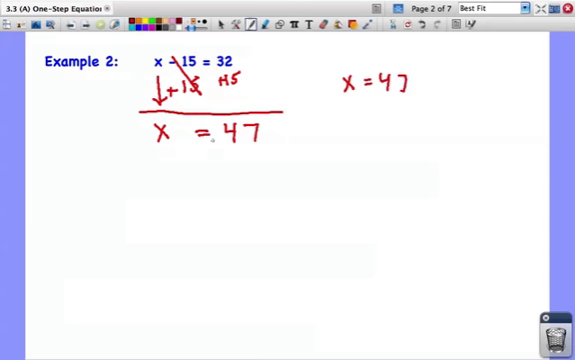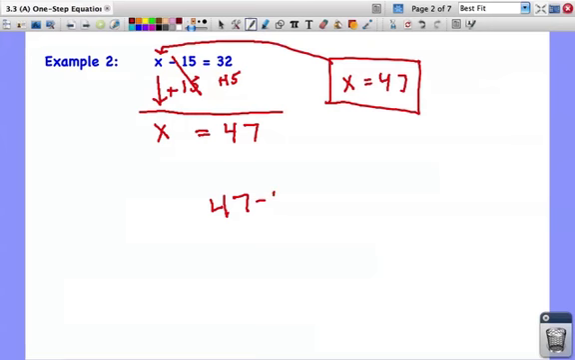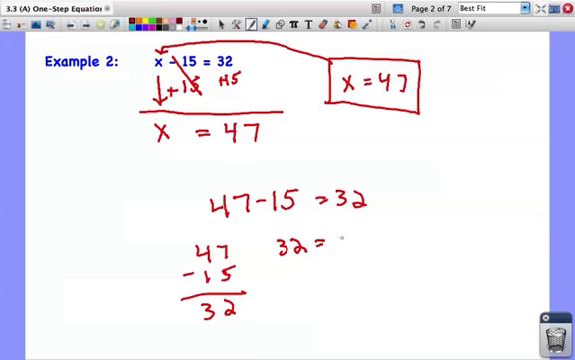Now, to check that the answer makes sense, let's take our x and plug it back into our original equation. If I substitute in 47 for x, I'll have 47 minus 15 equals 32. Let's work that out real quick. 7 minus 5 is 2, and 4 minus 1 is 3, so I would get 32, because 47 minus 15 is 32. 32 equals 32. This is true, so that means I solved correctly.